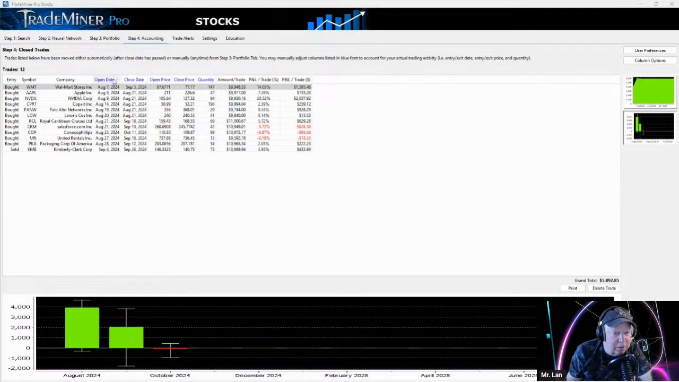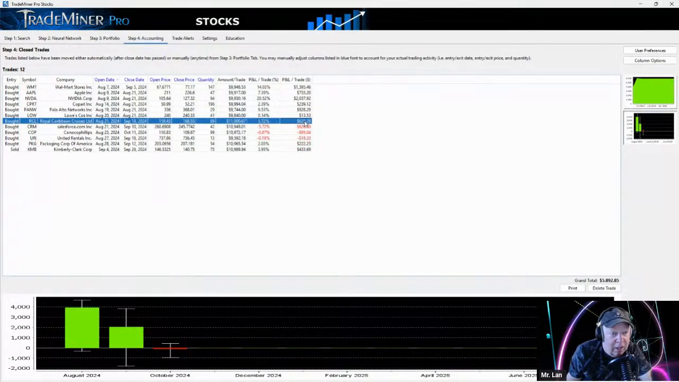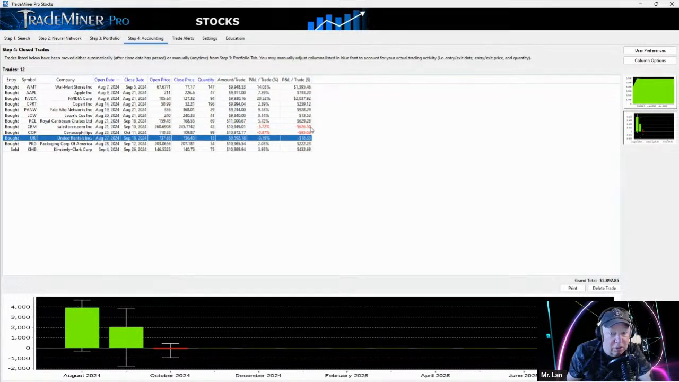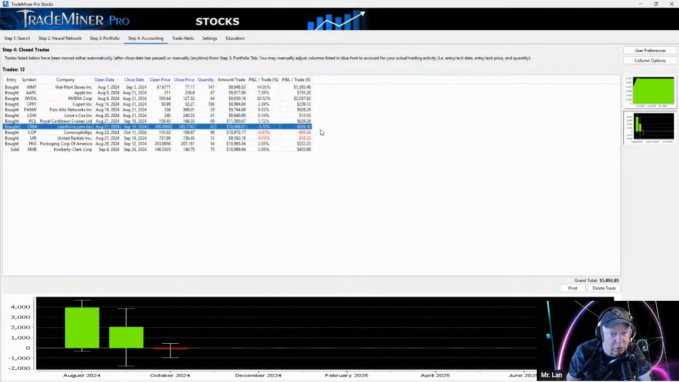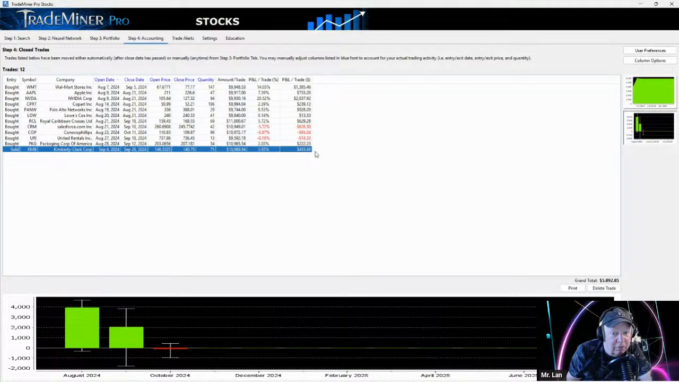You can see the dates in here. August 14th, August 19th, Palo Alto, we took $9.82. Lowe's, we took August 20th, we took $13, a big winner there. And then we had Royal Caribbean at $6.29, and then we took our three losers right in a row. Look at that. August 21st, August 23rd, August 27th, three in a row. Salesforce, Conoco, and United Rental. All three of those were losers. Biggest one was Salesforce. And then Packaging Corp of America, 222. And then Kimberly-Clark, we took out 433.